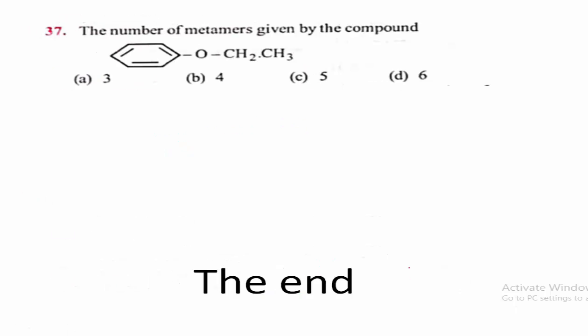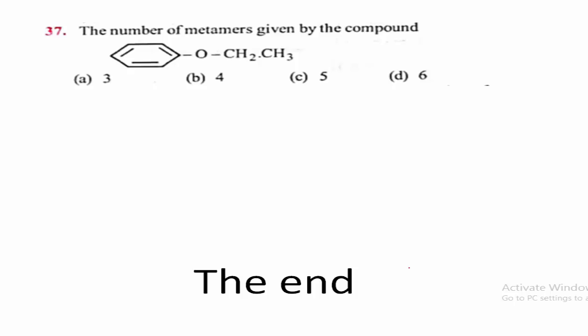Next, last question, students. 37th one. The number of metamers given by the compound. Option A 3, option B 4, option C 5, option D 6.